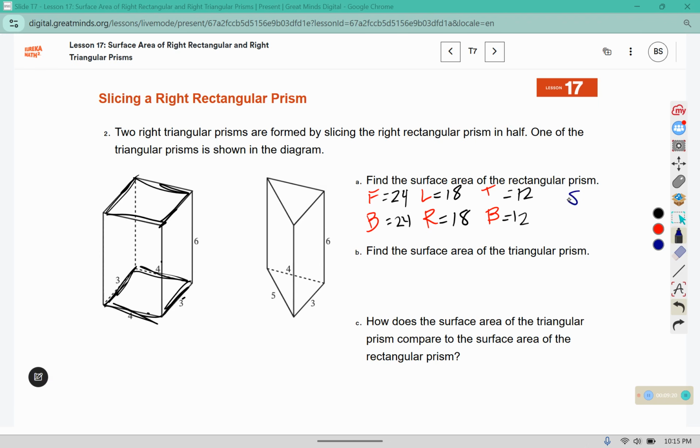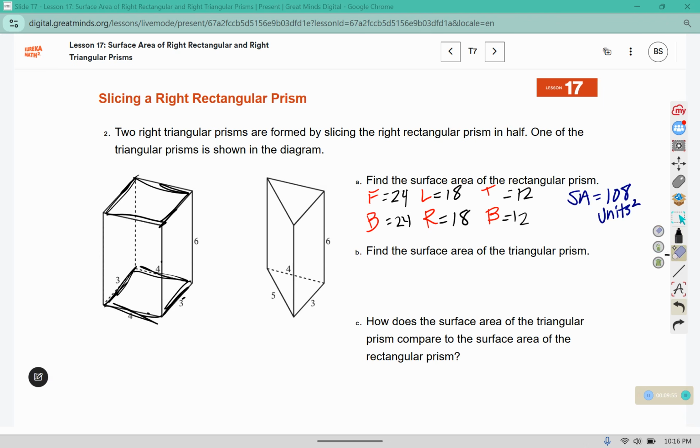So the total surface area is all of the values added together. 24 plus 24 is 48. Then we need to add 18 and 18 to that. So 48 plus 18 plus 18 is 84. Then add 12 and 12 to that, which gives you 108 units squared.